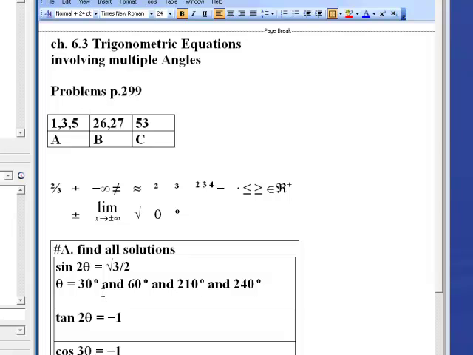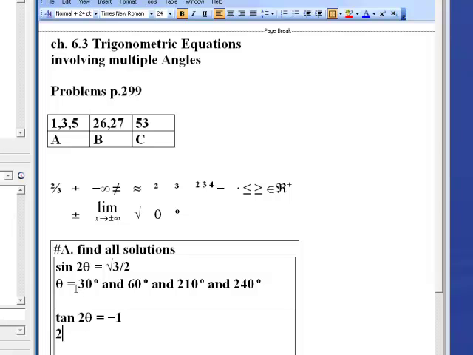Just as we had said, once we plug in the 30 degrees here, sine of 2 times 30 is sine of 60, which of course is square root of 3 over 2. Or if we plug in 240 degrees, then we have sine of 2 times 240, sine of 480, which is the same as sine of 120, which is square root of 3 over 2. So all these solutions check. Okay, the next one.